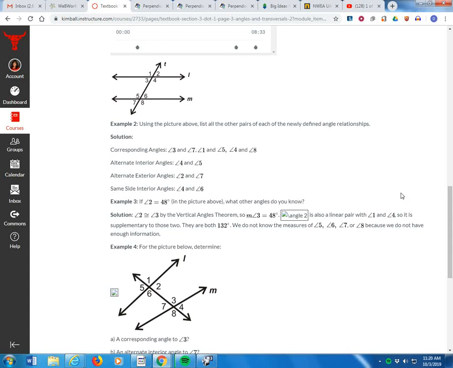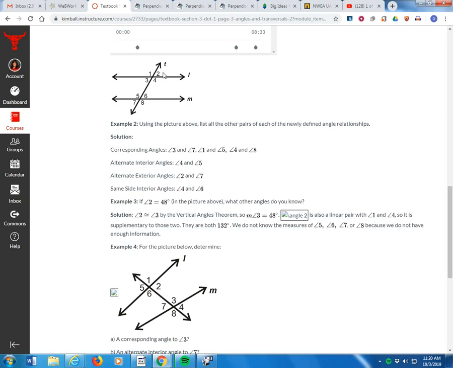2 and 5. 4 and 5. They have to be inside the two lines. Do you see L and M? Do you see inside L and M there's 4 angles? Yeah. 3, 5, 6, 4. Okay, the two angles inside L and M that are on opposite sides of the transversal are called alternate interior angles. Okay. 3 and 6 and 4 and 5. Those are the only two sets of alternate interior angles.